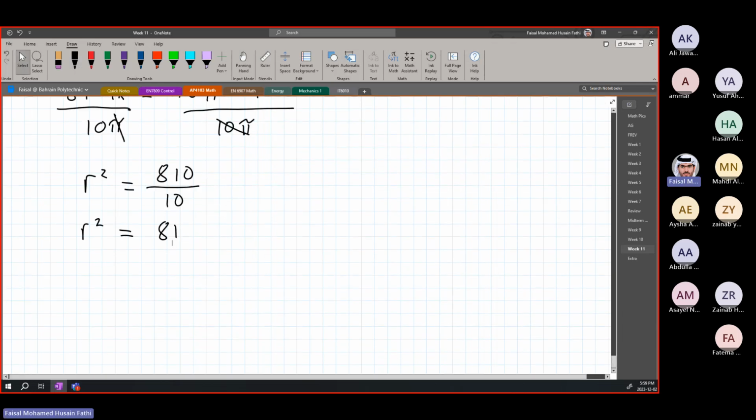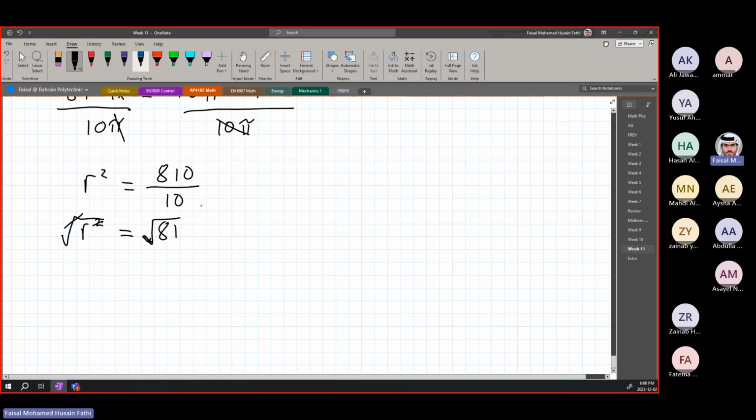How do we find R? We have to take the square root of both sides to get rid of the R squared. So the squared will cancel with the square root here. We will be left with R. And then the square root of 81 is simply just 9 centimeters.